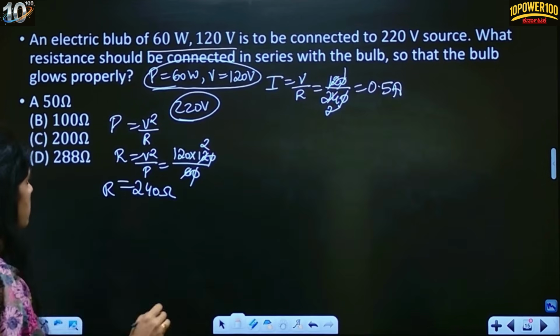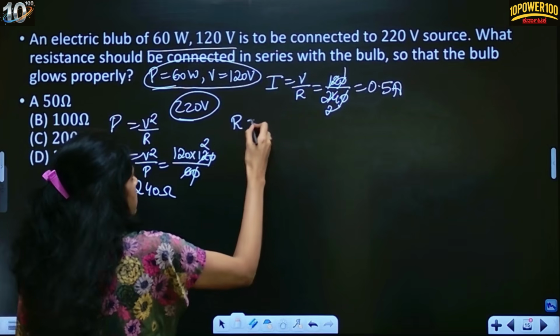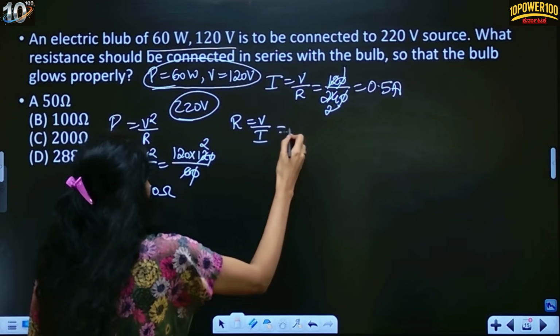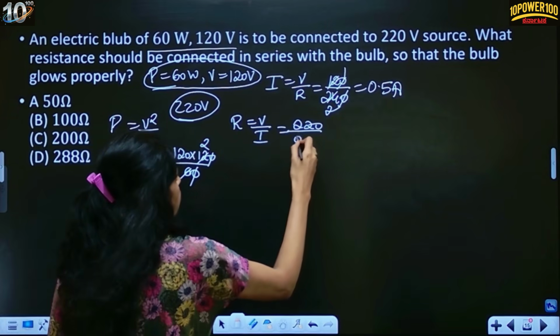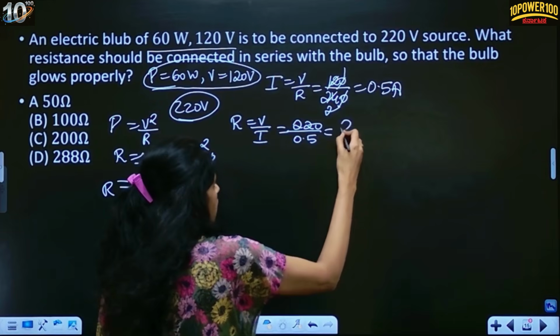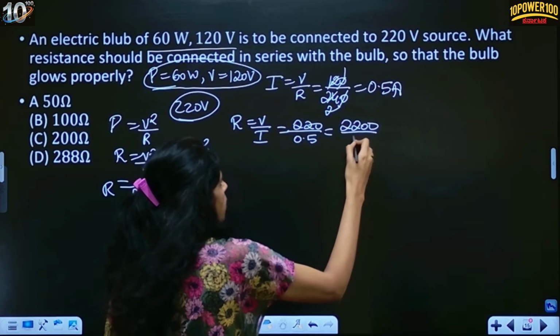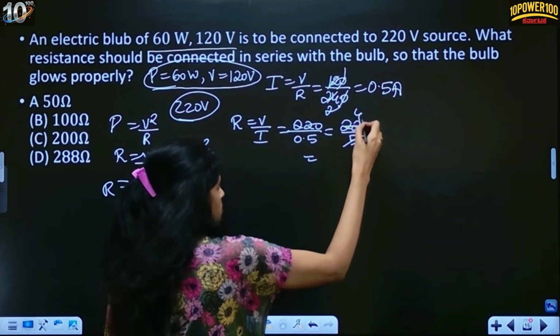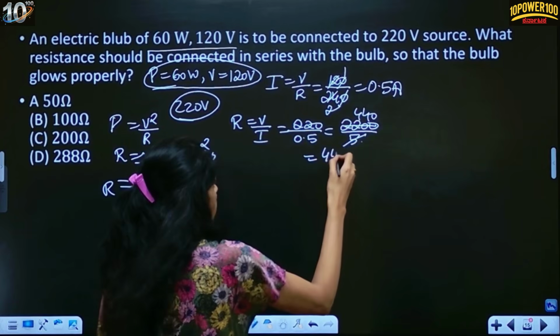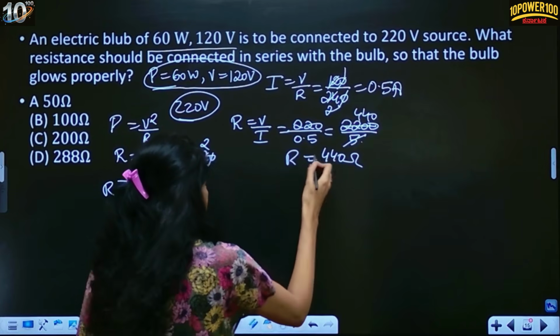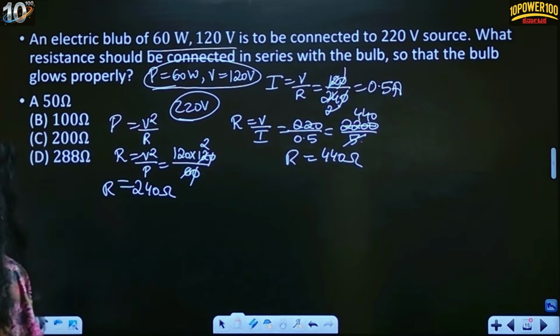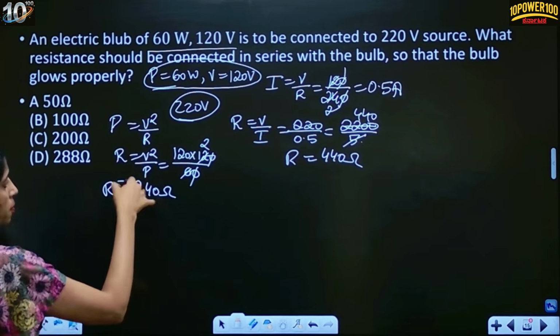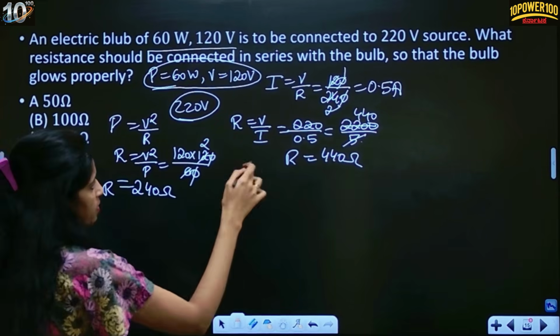Now find the total resistance using this. So R equals V by I. So V is 220 by 0.5. So how much, guys? You will take by 5, 5 4s are 20. 440. Okay, so you are getting the total resistance as 440. So what we did first, we found the bulb resistance, and then we found the total resistance.